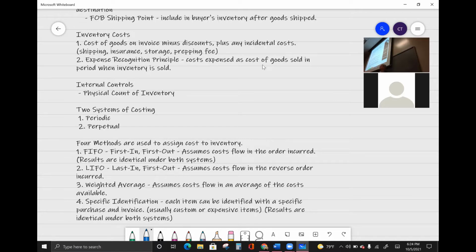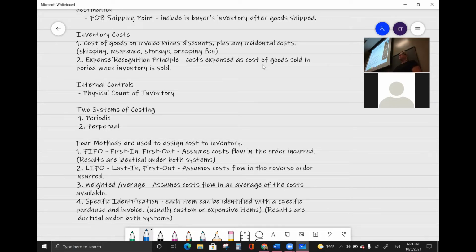There are a lot of different reasons why there could be a variance. Hopefully it's not because somebody just stole a TV and walked out, right? Although we've had that happen. It does happen, even though you try to have controls, but you hope that it doesn't. You try to limit that with the controls that you put in place. So your internal controls are really important. Physical counts of inventory are really important.